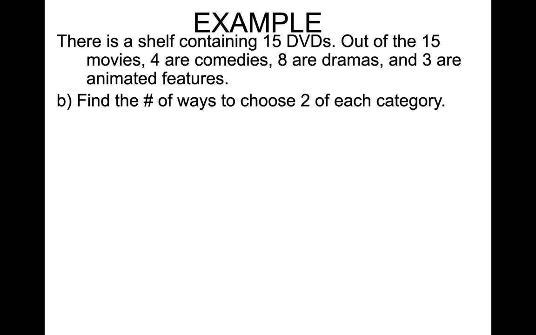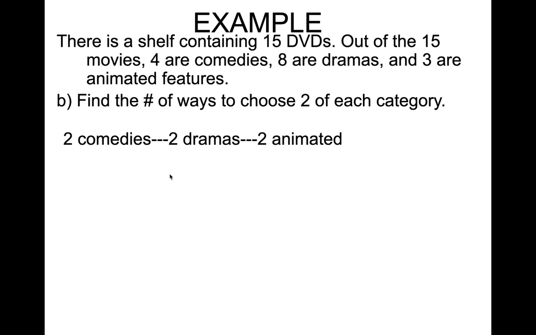Now, what if I do care about the genre? In this case, find the number of ways I can choose 2 of each category. Okay, that means 2 comedies, 2 dramas, and 2 animated movies. Well, this kind of changes things a little bit because now I have to look at each possibility. I have to look at 2 comedies, 2 dramas, and 2 animated. Okay, so let's look at the comedies first. We know that there are 4 comedies total. I want to choose 2 of them.